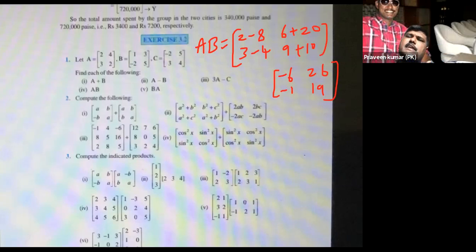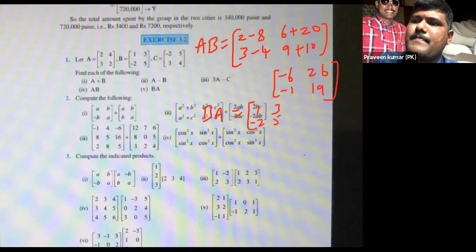3A minus C I already did, Arun Kumar. You're not there in class. Left side I did 3A minus C before. First you multiply A with 3, then you can subtract. Now BA. BA means first B value [1 3; -2 5] into A value [2 4; 3 2].